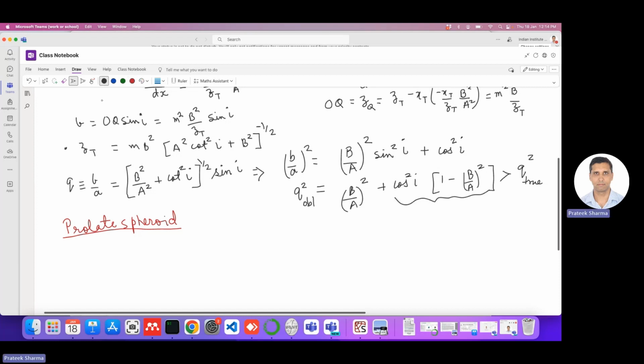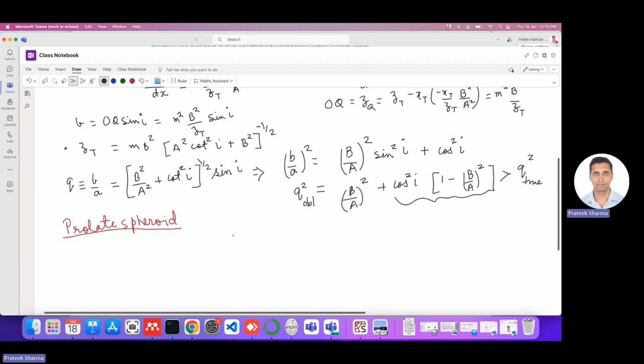American rugby ball, right? Or the American football. That's sort of a prolate thing. Prolate means that it has two minor axes and one major axis. Oblate was two major axes and one minor axis. So it's sort of like a cigar, right? It's like a cylinder, but a long thing. Okay. So prolate spheroid.